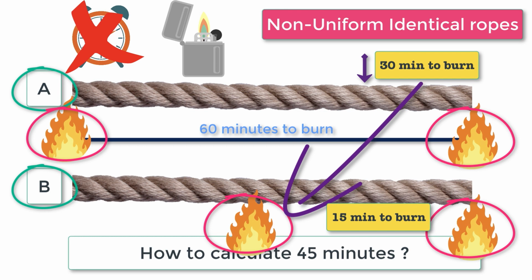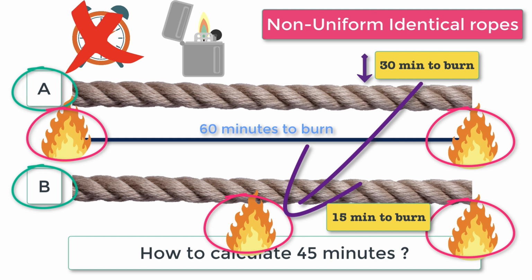So what you are supposed to do is first burn rope A from both ends and rope B from one end. So rope A will completely burn in 30 minutes because it is put on fire from both ends. When rope A is burnt completely, rope B would have burnt for 30 minutes. So it does not mean that rope B is fully burnt.